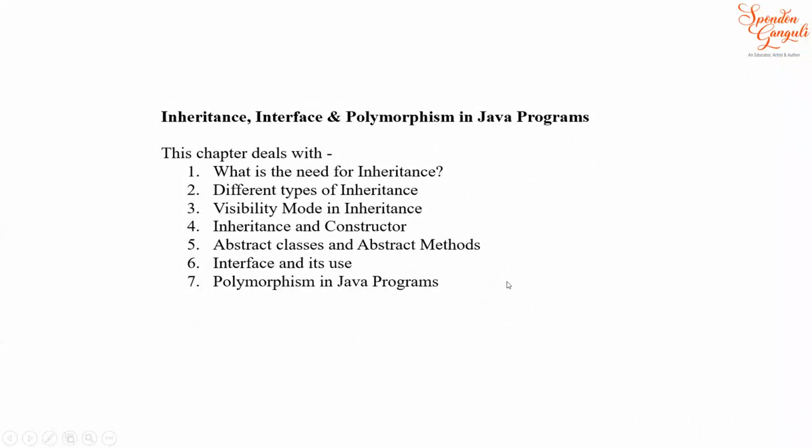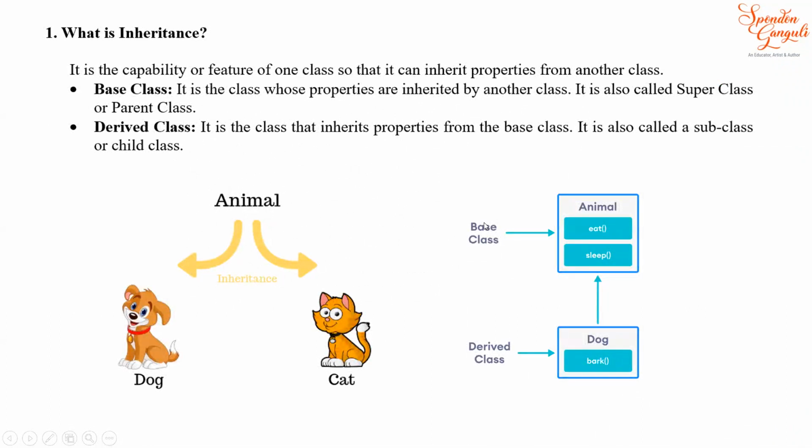So I proceed further. First of all, what is inheritance? It is the capability or feature of one class so that it can inherit properties from another class. A program with inheritance has two classes, basically, base class and derived class. What is base class? It is the class whose properties are inherited by another class. It is also called superclass or parent class. And derived class is the class that inherits the properties from the base class. It is also called subclass or child class.